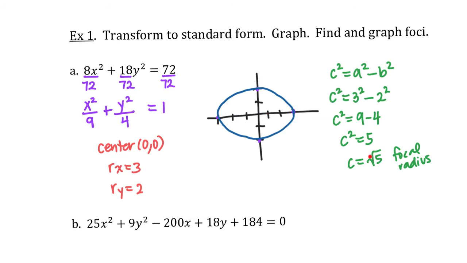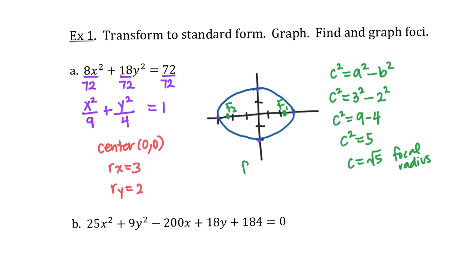Now the foci always occur in the major direction of the ellipse, which is the longer direction. The focal radius is square root of 5, which is approximately 2 point something. So from the center, which is 0, 0, in the major direction, I'm going to go to the right 2 point something. So maybe around here, this is one of my foci. I'll call it F1. And then from the center, I'm going to go left 2 point something, so around here, and that's my other foci. It does not matter which one's F1 or F2.